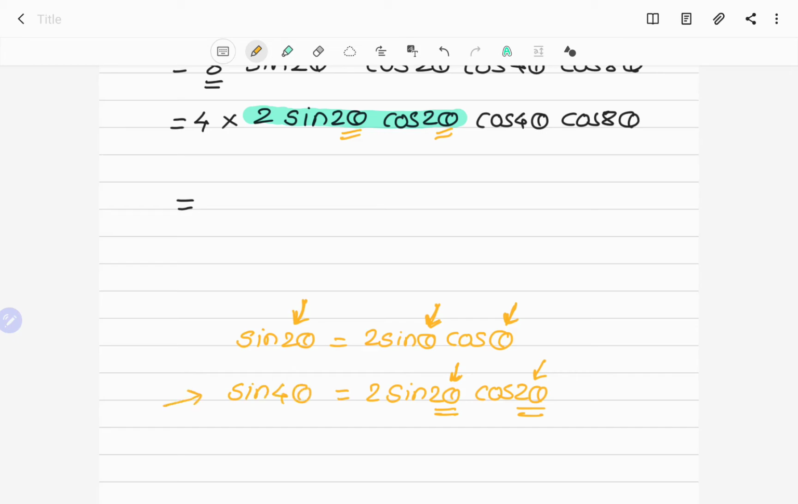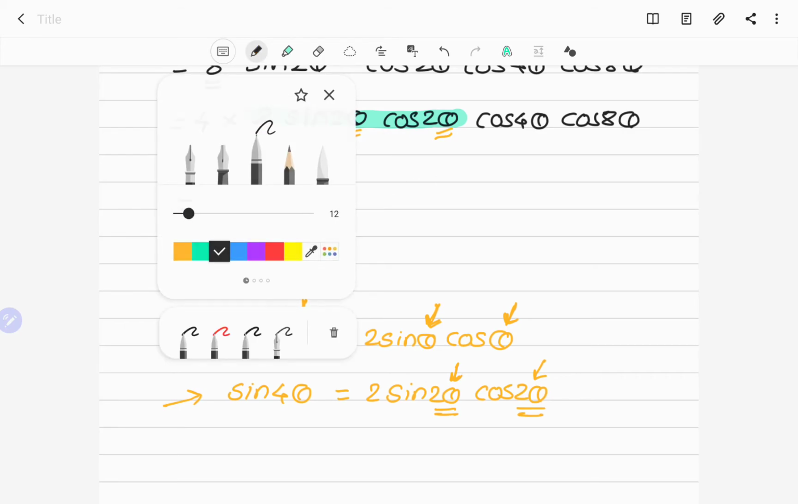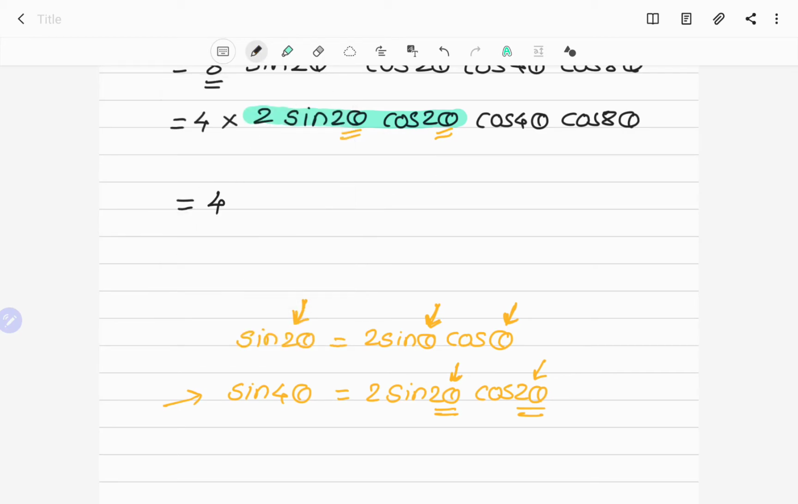This is the thing that you have to observe very carefully here. So here it is a sine of 4 theta. So this is 4 times. This is 2 sine 2 theta cos 2 theta. We can express it as sine of 4 theta. So this is the replacement for 2 sine 2 theta cos 2 theta as sine of 4 theta, and the rest of the thing as it is, which is cos of 4 theta into cos of 8 theta.